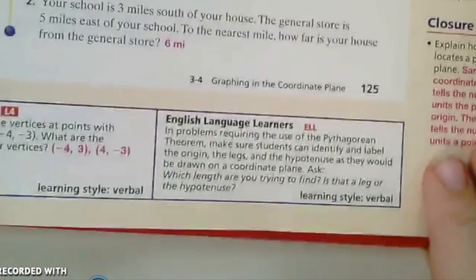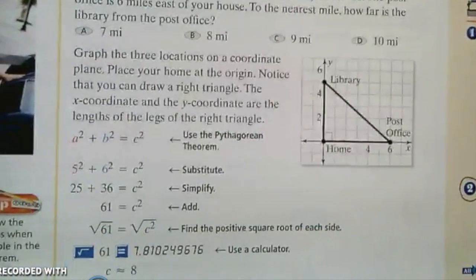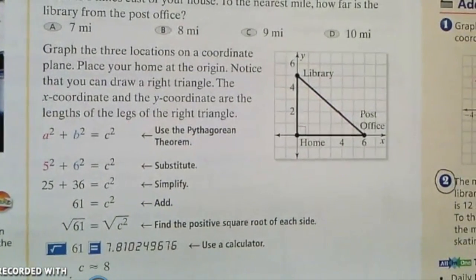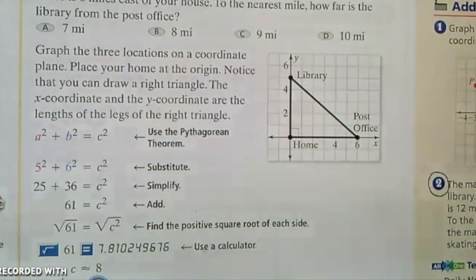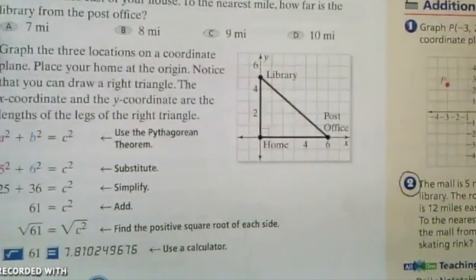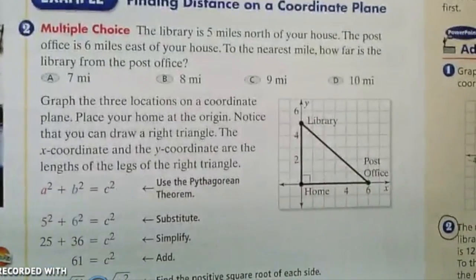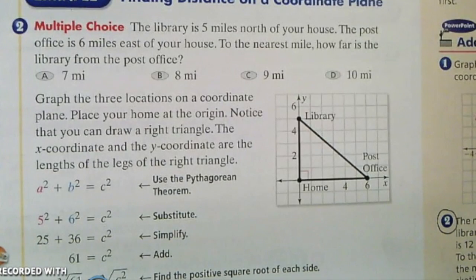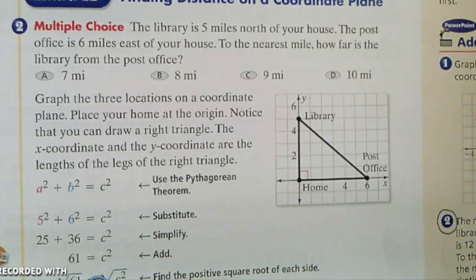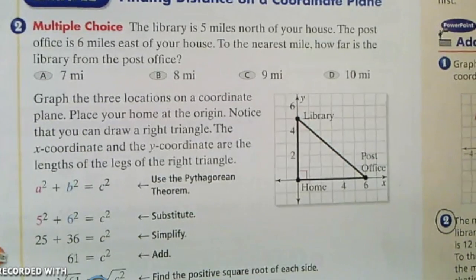The last thing that you need to know, and there's no notes for you on it, but I do want to talk about it, is this lesson is going to show you how to use the Pythagorean theorem, sometimes with a coordinate plane. So look at this example. The library is 5 miles north of your house. The post office is 6 miles east of your house. To the nearest mile, how far is the library from the post office?